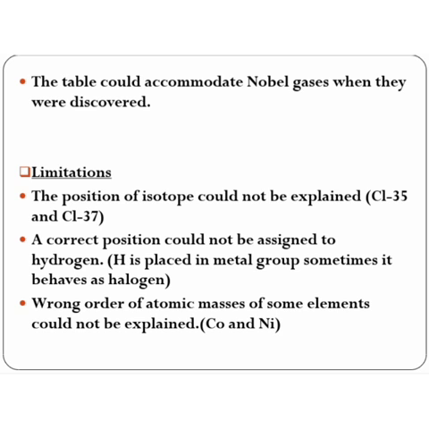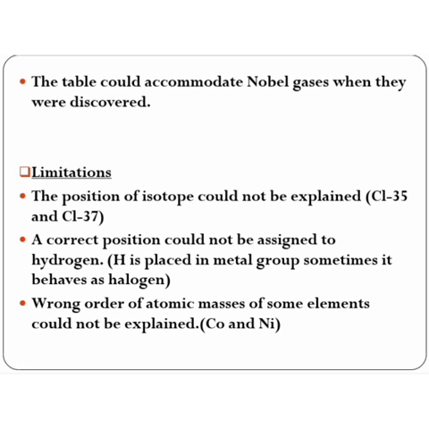And a correct position could not be assigned for hydrogen. Hydrogen stands in the very first place, right? Here hydrogen acts as a metal as well as a halogen, but it was not assigned a proper position. That was one of the demerits of Mendeleev's classification of elements.